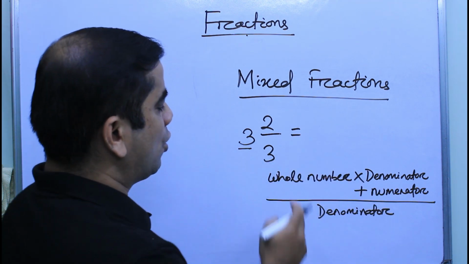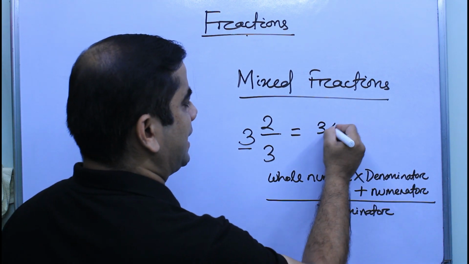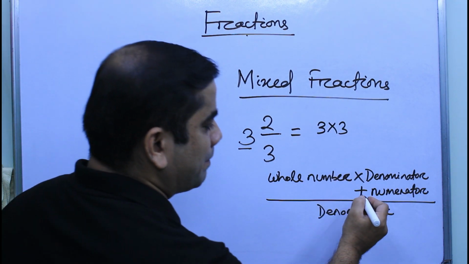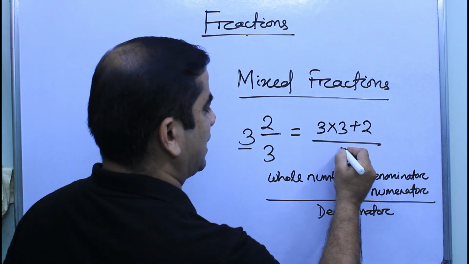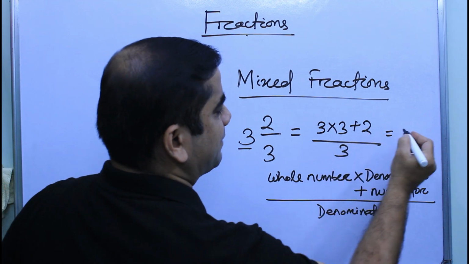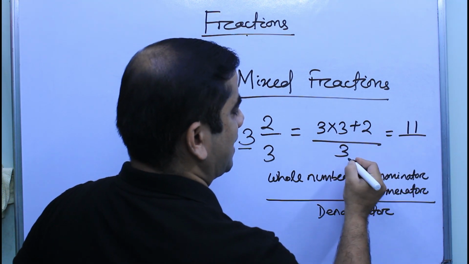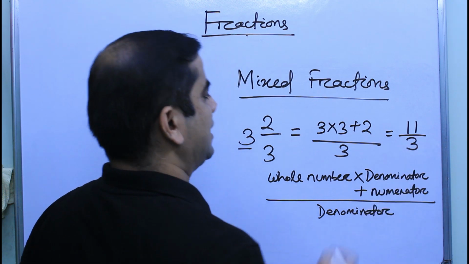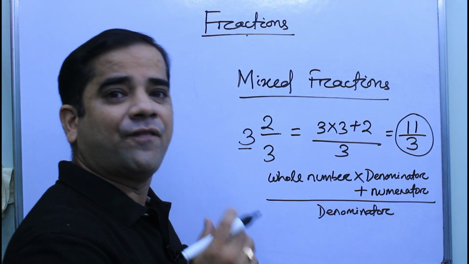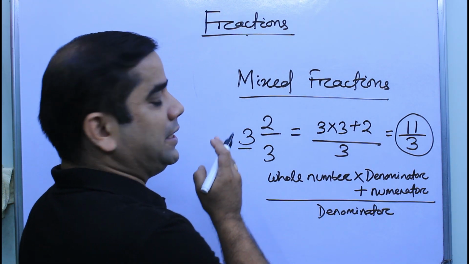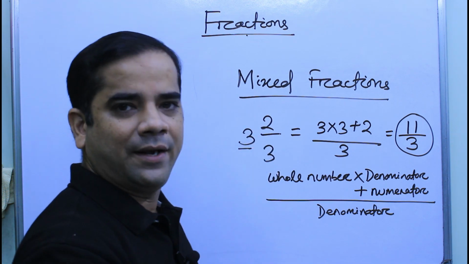So in this case, whole number is 3. So 3 multiplied by denominator, that is 3, plus numerator 2, whole divided by the denominator, that is 3. So 3 3s are 9 plus 2, 11, whole divided by the denominator, that is 3. So 11 by 3 is the improper fraction which is converted from the mixed fraction 3 whole 2 by 3.